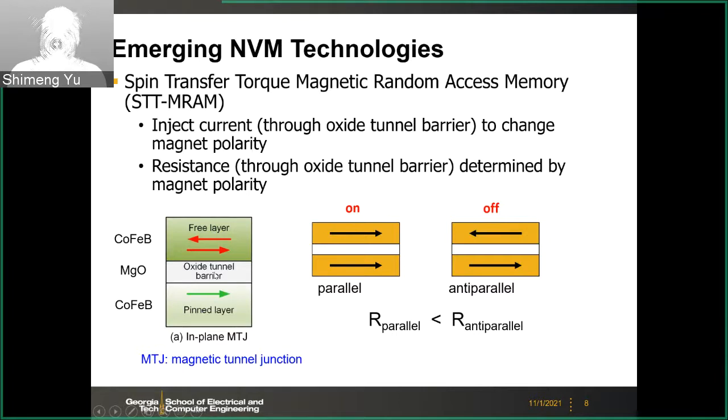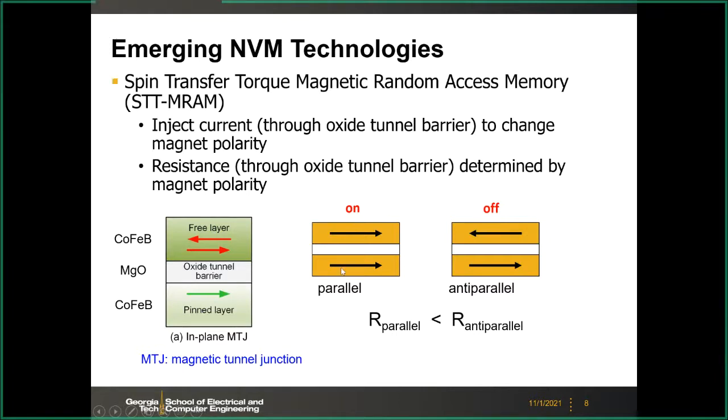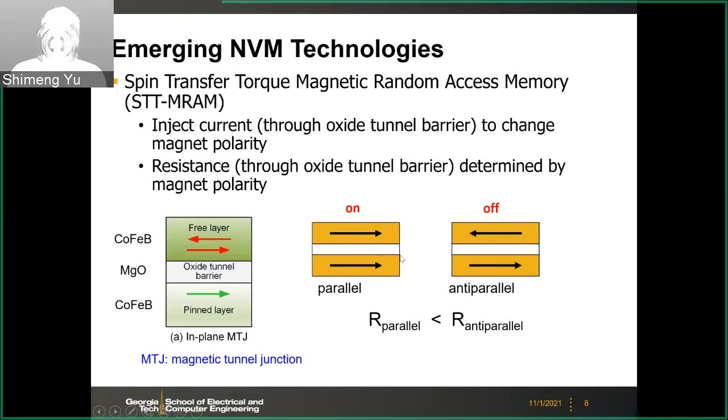But here we have a property that is depending on the configuration of the two magnetic layers or two magnets. If they are in the same direction, here we can call them parallel states. We have both magnetization pointing to the right. Then this is an on state of the cell. And then if you have anti-parallel, the top layer pointing to the left and the bottom layer pointing to the right, this is anti-parallel configuration. This is an off state.